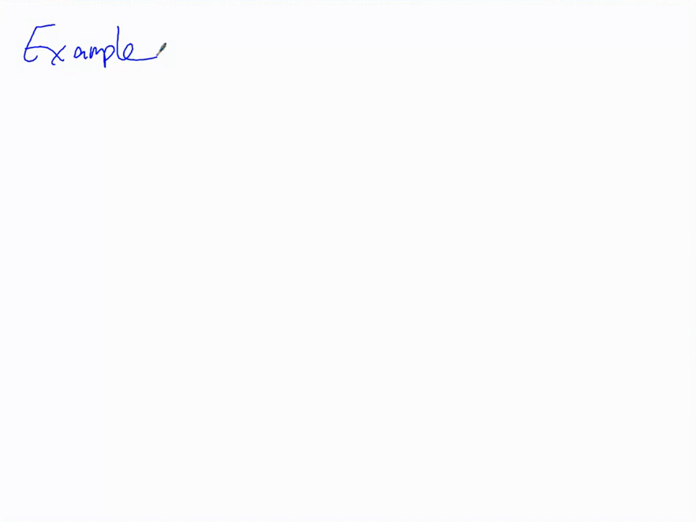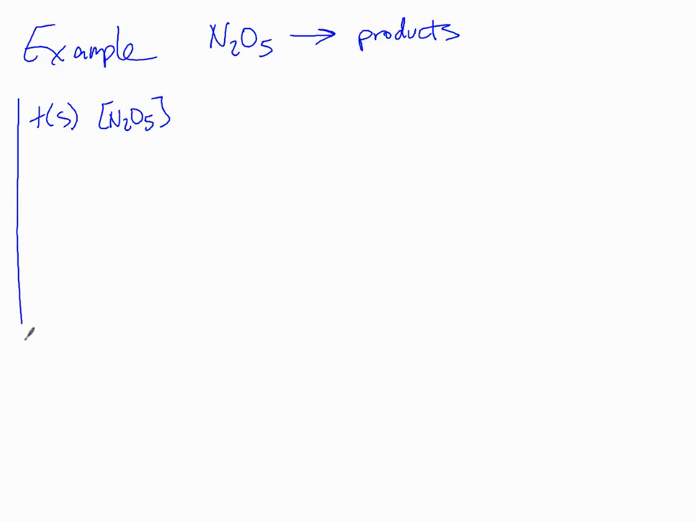Data for the decomposition of N2O5 in a particular solvent at 45 degrees Celsius are shown. So we're talking about decomposition of N2O5, so it's N2O5 going to products. I don't really even care right now what the products are. I just know that it's decomposing, which means there's only one reactant. And we have a data table. So it has time, it has concentration of N2O5, and these two columns are already filled in your notes.